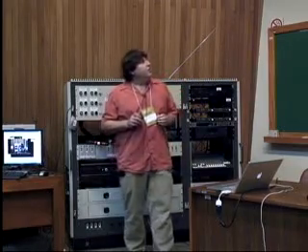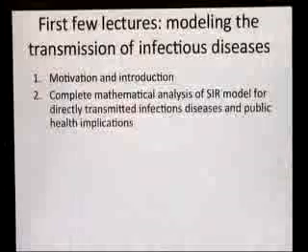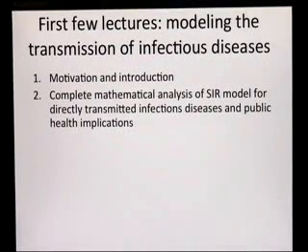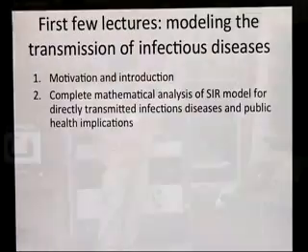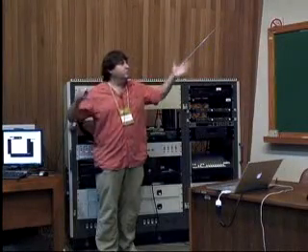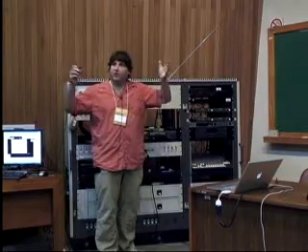Then I'm going to spend at least one lecture talking about the SIR model for directly transmitted infectious diseases. A directly transmitted infectious disease is a disease like flu or measles, where if I have the flu and I cough on you, there's some probability that you're going to get the flu. But cholera is not an example. Cholera or malaria, those are indirectly transmitted infectious diseases. So if I have cholera and I cough on you, you're not going to get cholera, right? So the SIR model is the most basic so-called compartment model of which all the other models are built from.